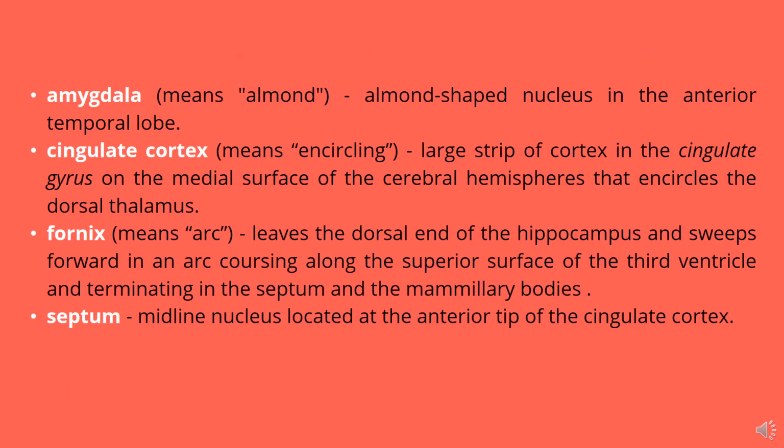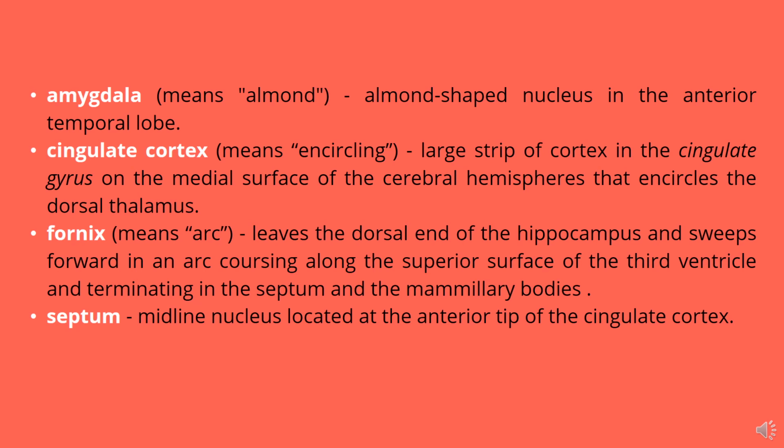The limbic circuit starts at the amygdala, which is the almond-shaped nucleus in the anterior temporal lobe. Posterior to the amygdala is the hippocampus, which runs beneath the thalamus in the medial temporal lobe. Next is the cingulate cortex, which is a large strip of cortex in the cingulate gyrus on the medial surface of the cerebral hemispheres that encircles the dorsal thalamus. Next, the fornix also encircles the dorsal thalamus.